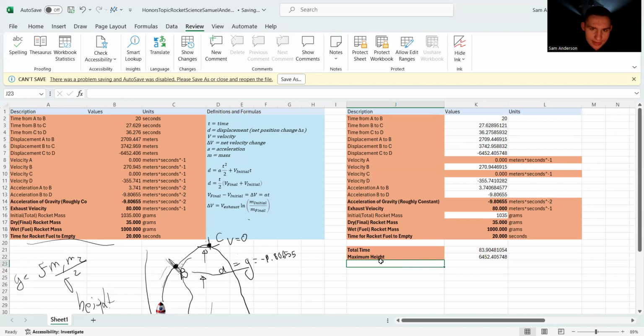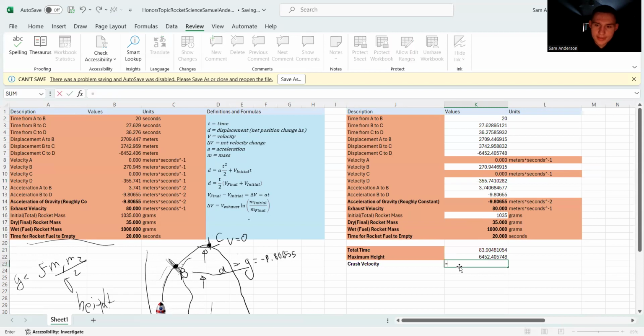Displacement, velocity. We know what our crashing velocity is going to be. Assuming the rocket goes up vertically, right? A lot could change. That will be equal to velocity d.